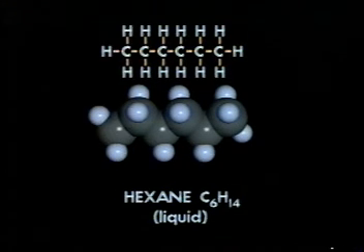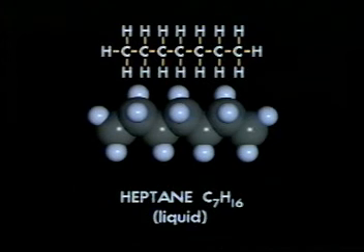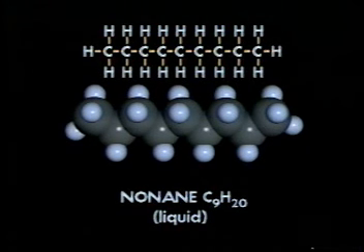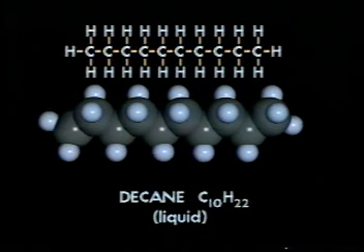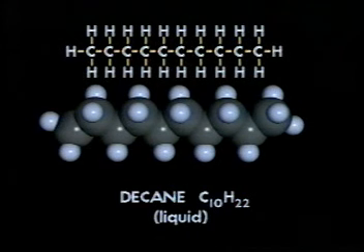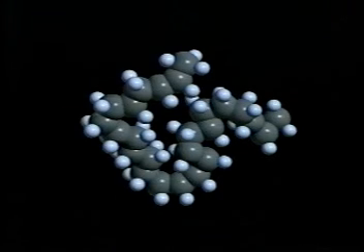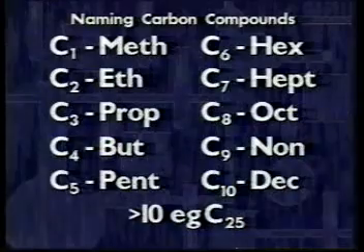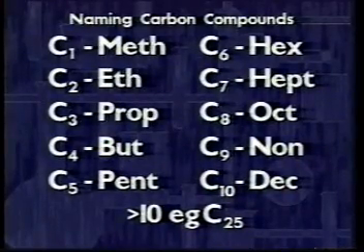Pentane 5. Hexane 6. Heptane 7. Octane 8. Nonane 9. And decane. After that, we usually just give the number. For example, C25. So this table shows us the basis of naming hydrocarbons.